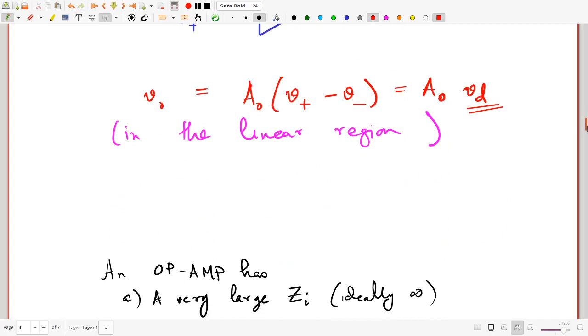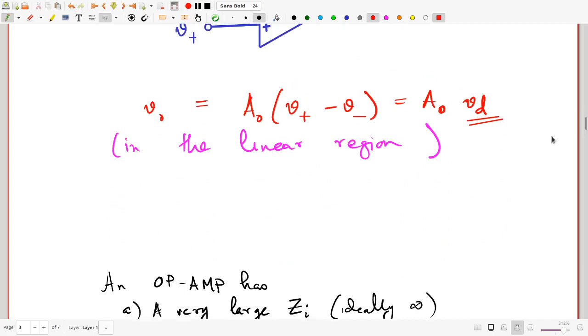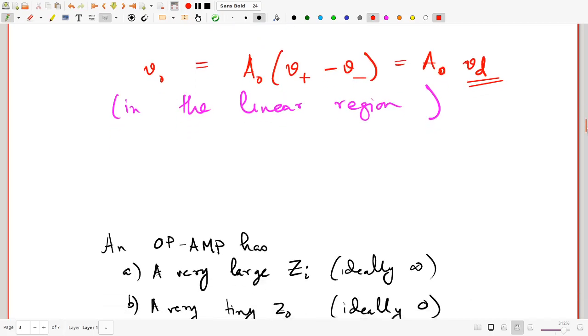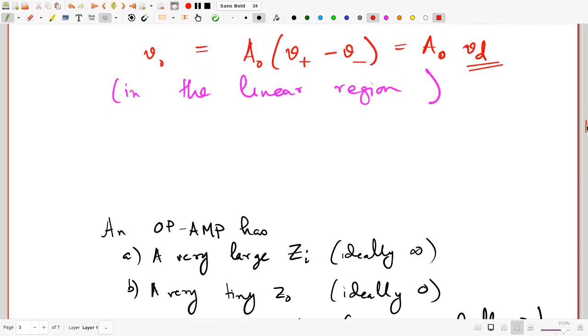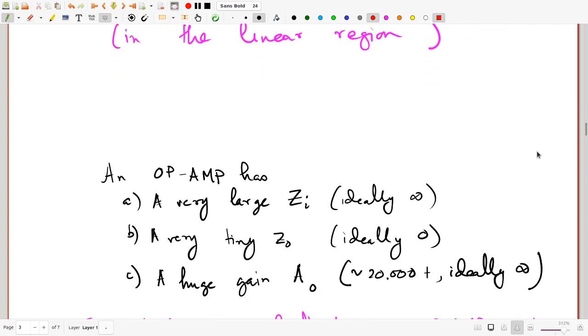Now, what does an op-amp have? As I explained, it's an ideal or as close to an ideal amplifier as it gets. An op-amp actually has a very large input impedance, ideally infinity, not infinity really in the real world, but very large. A very tiny output impedance ZO, again, ideally should be zero, but it's pretty close to zero. And a huge gain AO, ideally infinite, but in a typical op-amp, which you can buy off the market at a reasonable price, the gain is of the order of 20,000 or more. Could be quite a lot more.